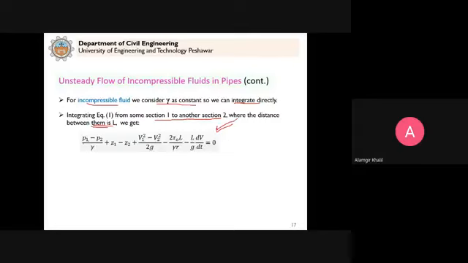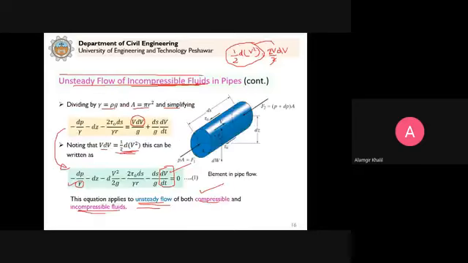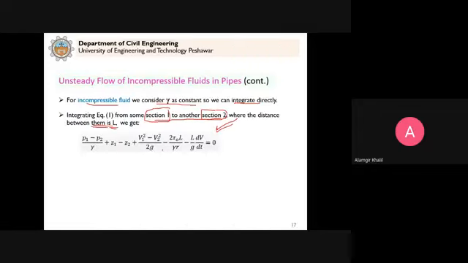Clear? P1 by gamma minus P2 by gamma, Z1, Z2, V1 square by 2g minus V2 square by 2g. This is for section 1 and 2. Because we integrated that equation for two sections, the distance between the two is L. That's why ds is now replaced by L. So this is now the equation, and in here, gamma we consider as constant.